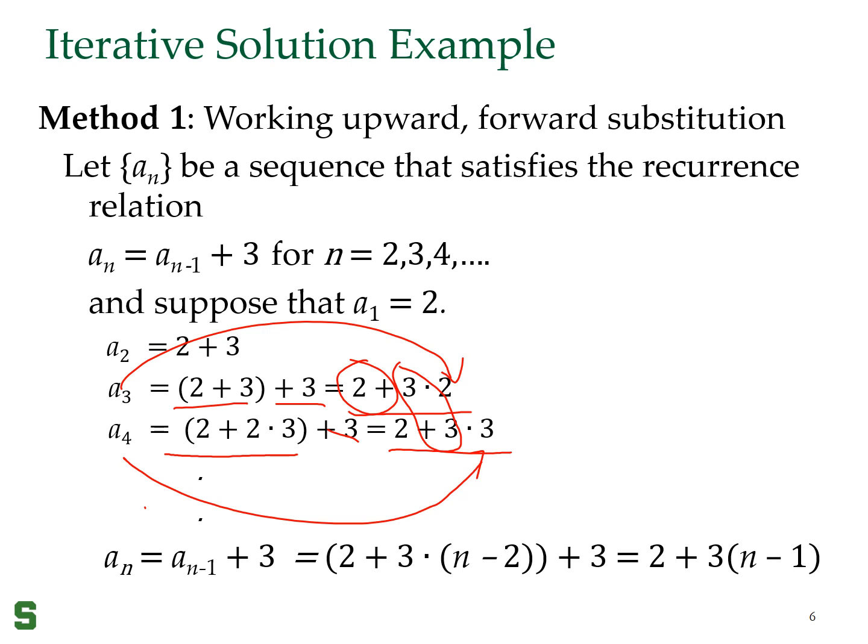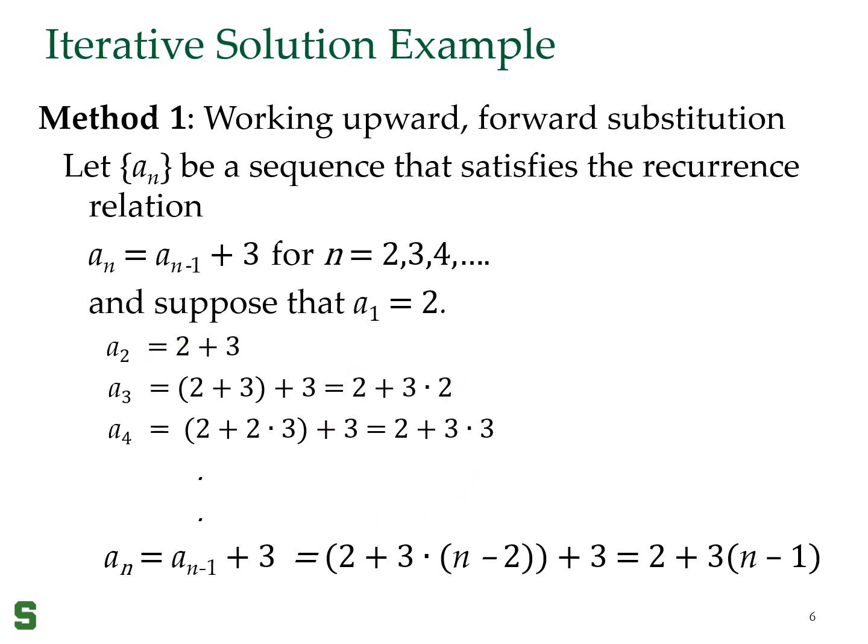So now I can use this to figure out that for the nth term I'm going to get 2 plus 3 times n minus 1. Once again, this is basically just trial and error. We will study more systematic ways to do this in chapter 8.